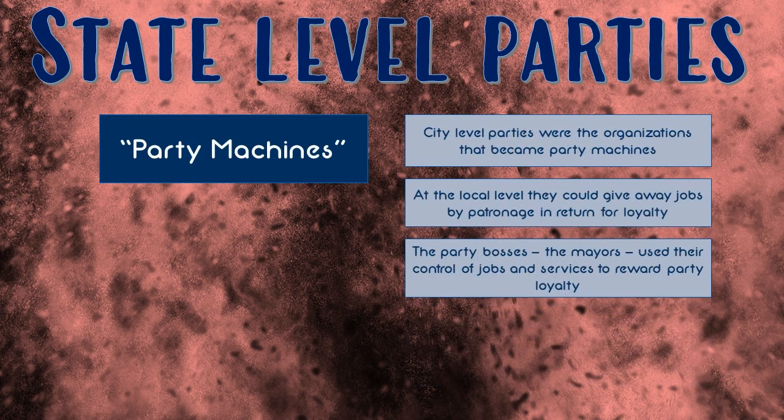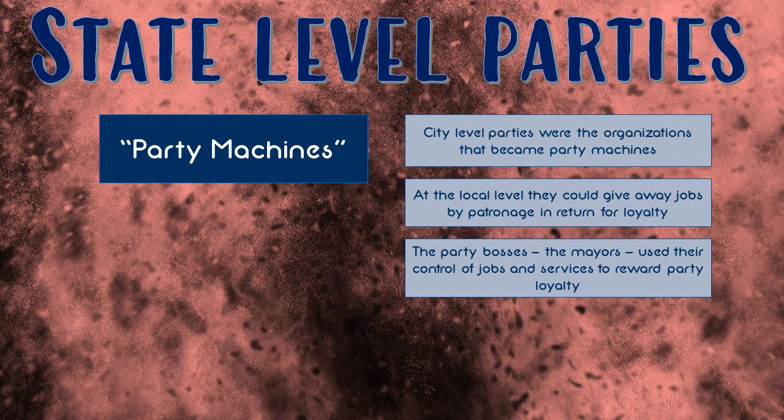City level parties way back is where we found what we call party machines. These were just big party organizations of leaders that facilitated other people moving into the government and performing the jobs of government. They got power in a city, and they stayed in power by giving away important city jobs in return for loyalty. This is what we call patronage.